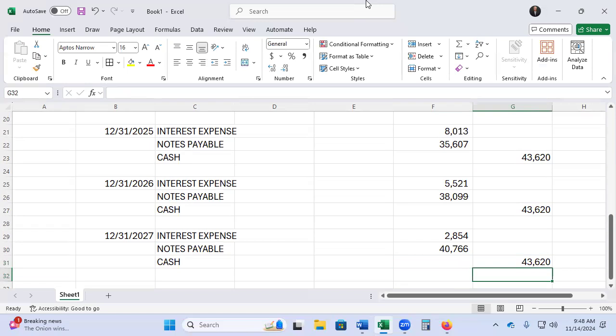So those are our entries. You can see they're basically the same entry each year after the first year. And you can see that the interest expense is going down and more is being paid to principal until it's completely paid off. Any questions? I'll give you enough time to write that down before I jump into the sheet that we were using last class on Tuesday.